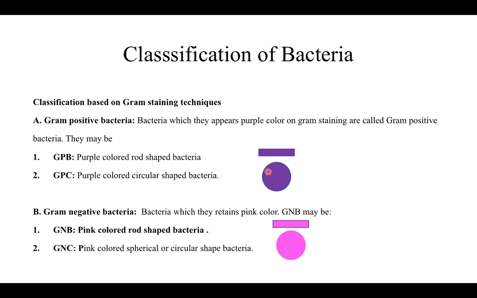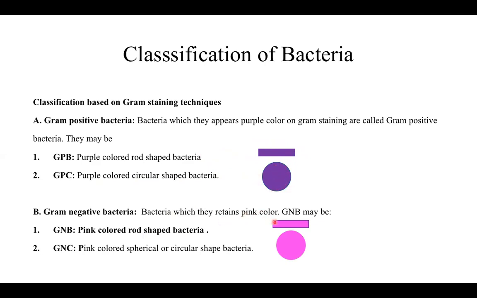And those cocci that appear in purple color in gram staining are known as gram-positive cocci. These purple-colored, circular-shaped bacteria are known as gram-positive cocci.